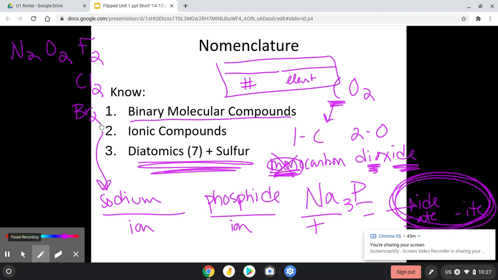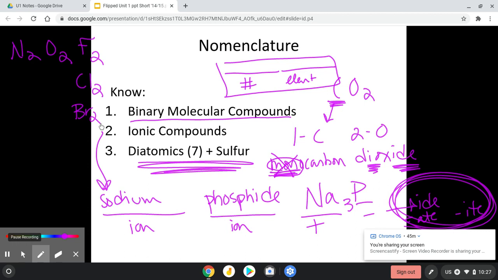And then there's a couple tricks. So one of the tricks is if you have a double vowel, sometimes one of the vowels gets dropped. Also, if you have mono at the beginning of the word, it gets dropped. And I think they do that because there's so many compounds where the very first element listed is a mono, and so scientists got lazy and just started dropping the mono. Other than that, the system's really straightforward for binary molecular compounds.